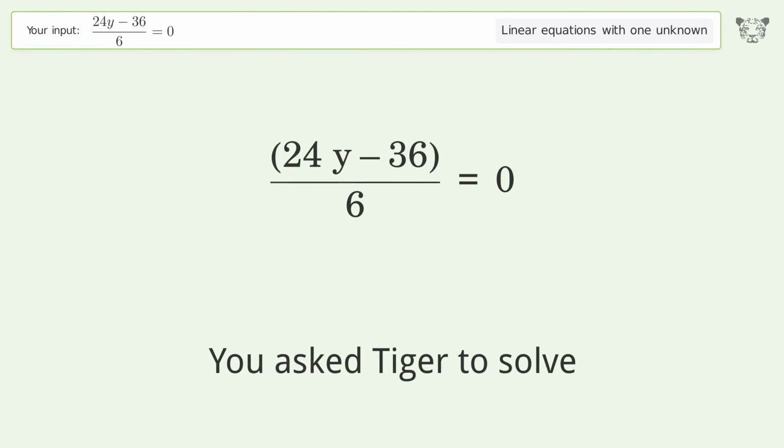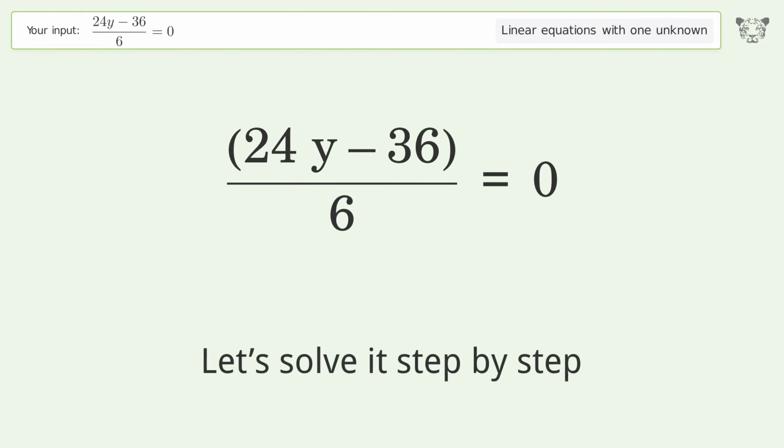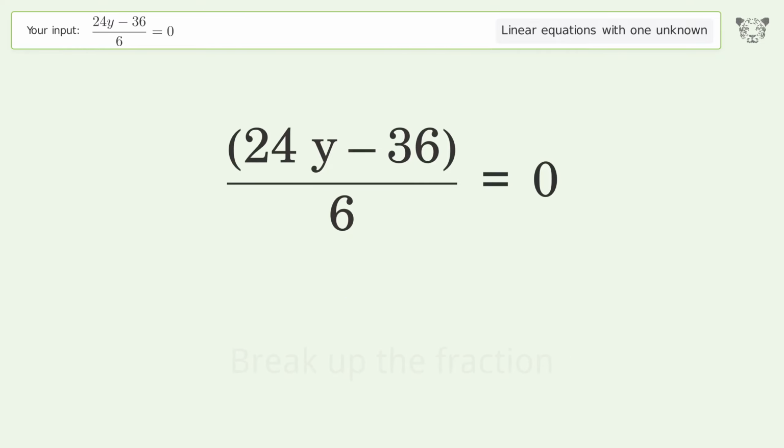You ask Tiger to solve. This deals with linear equations with one unknown. The final result is y equals 3/2. Let's solve it step by step. Simplify the expression. Break up the fraction.